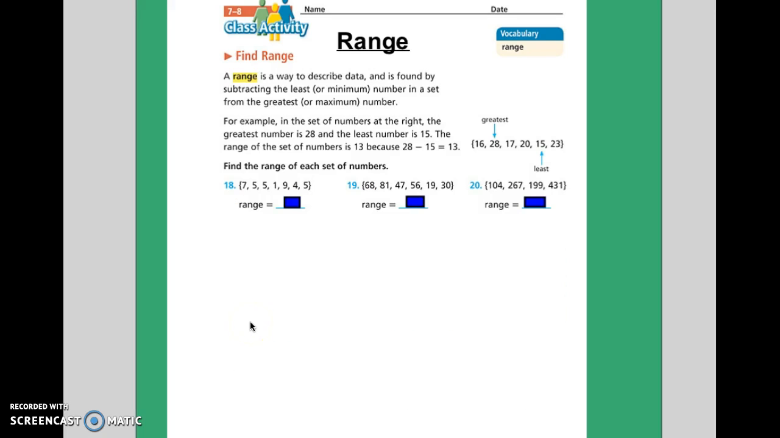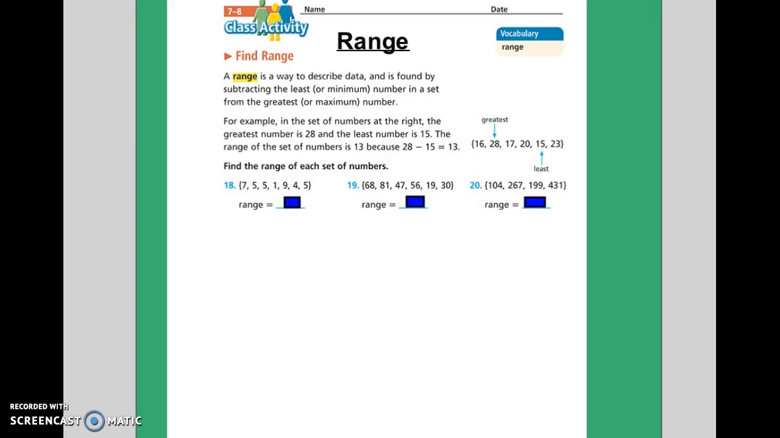All right, next we're going to talk about range. Range is a way to describe data and is found by subtracting the least or minimum number in a set from the greatest or maximum number. For example, in this set of numbers to the right, the greatest number is 28. The least number, or the smallest number, is 15. The range of the set of numbers is 13 because 28 minus 15 gives you 13.